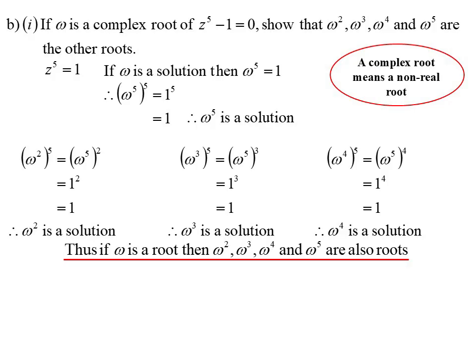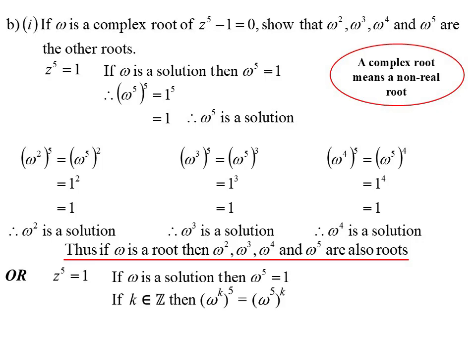Imagine if we're looking at something like, I don't know, z to the power of 20 is equal to 1. Do you want to do that 20 times? I mean, a lot of work. We could simply do it like this. Z to the power of 5 is equal to 1. That's what we've been told, so we know omega is a solution.